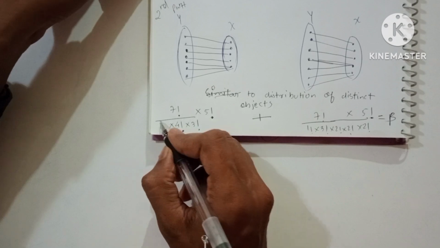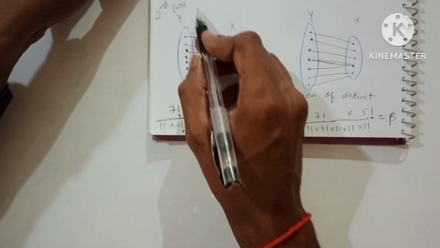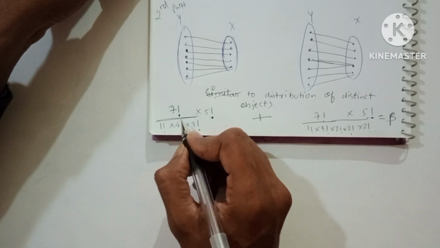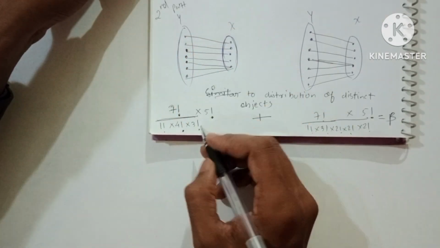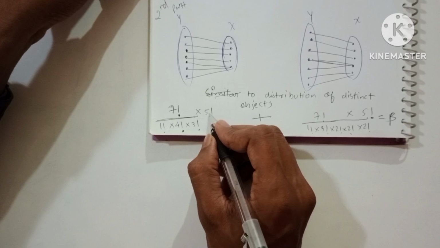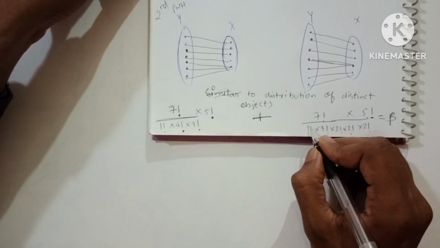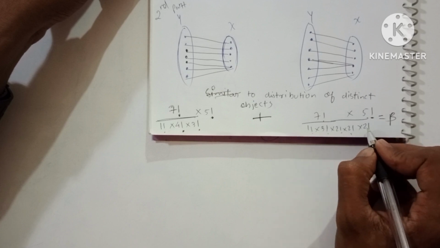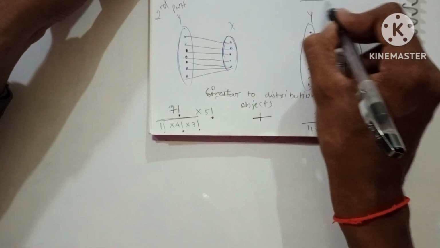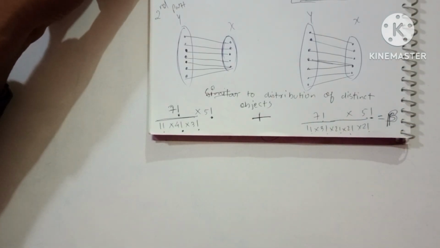We know that distribution is 7 factorial, as total objects are 7. 7 factorial upon 1 factorial into 4 factorial for repetition of 1 four times, into 3 factorial, into 5 factorial for distribution, plus 7 factorial upon 1 factorial into 3 factorial into 2 factorial into 2 factorial into 2 factorial, as mentioned above. So we can find beta easily.